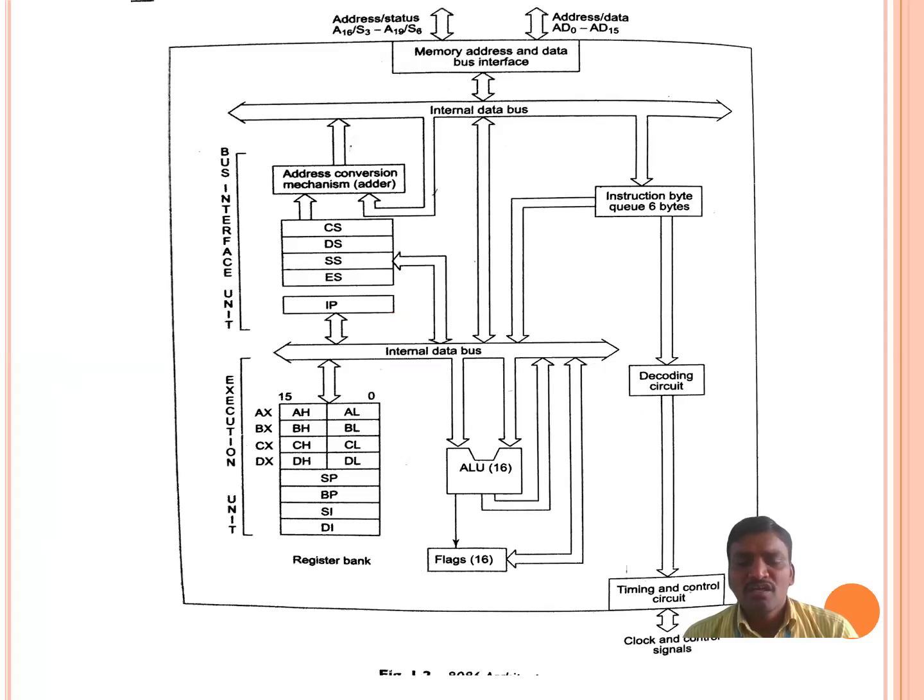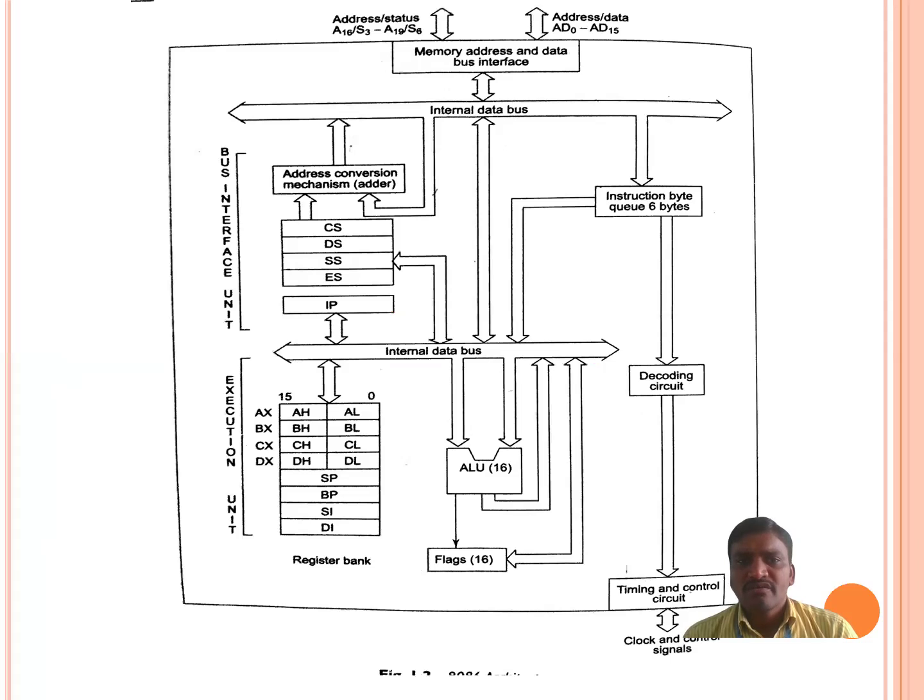Mainly it consists of two parts. One is the bus interface unit, and another one is the execution unit. The bus interface unit has the responsibility for establishing the communication between the external devices as well as with the system. That is the main functioning of the bus interface unit.